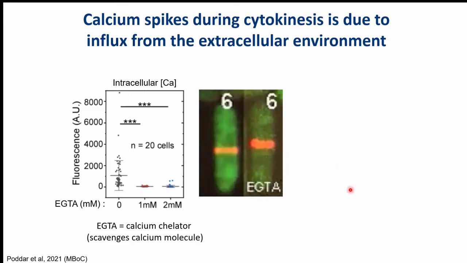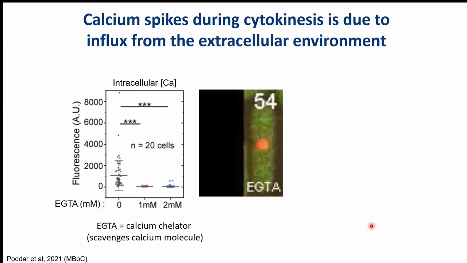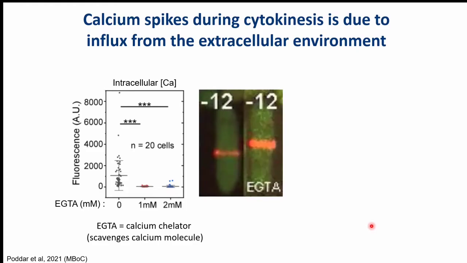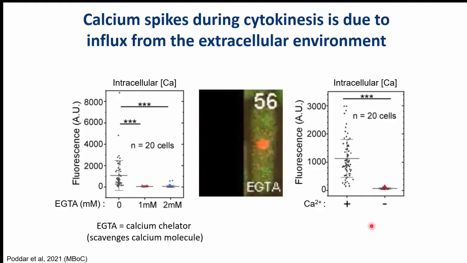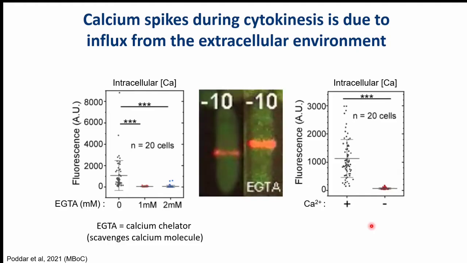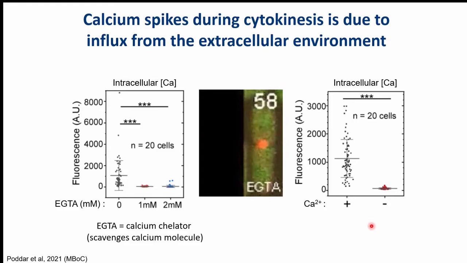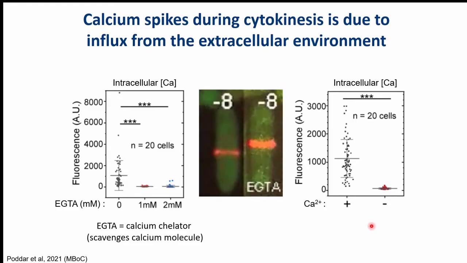At time 0, there are no calcium spikes in the cells. To ascertain that more and to verify the result, we transiently depleted the cells of external calcium. We grew the cells in a calcium-free media, and we observed similarly that there were no calcium spikes during cytokinesis, suggesting that the calcium spikes occurring during cytokinesis are a result of influx of calcium from the outside environment and not due to release.